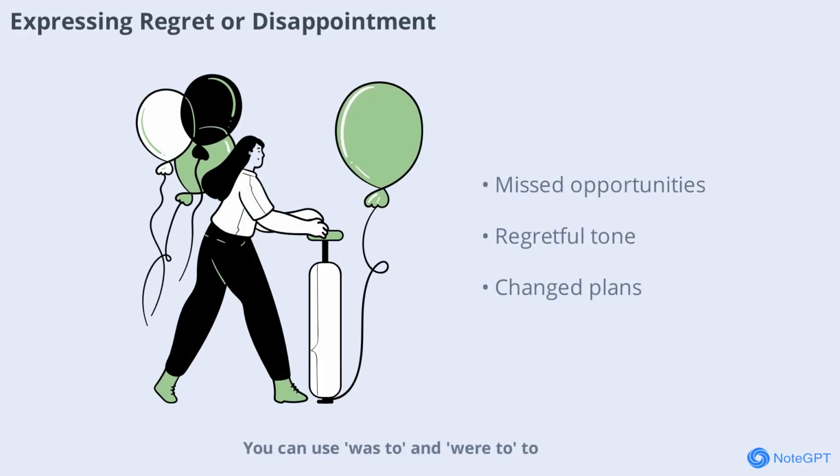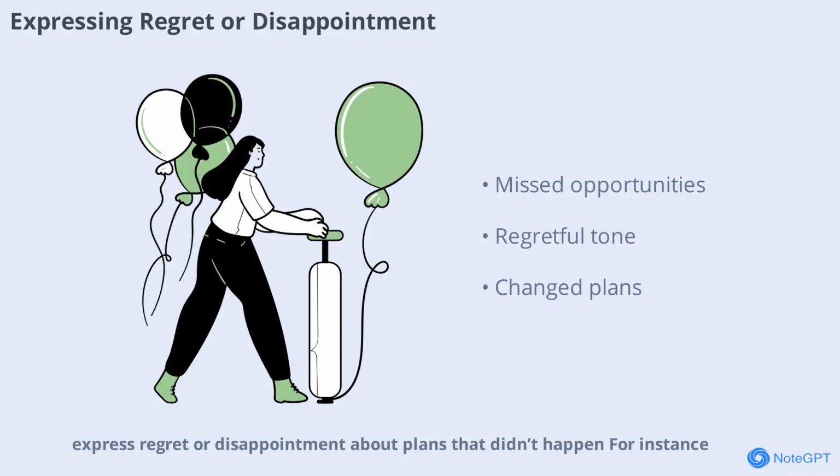You can use was to and were to to express regret or disappointment about plans that didn't happen. For instance, I was to join the concert but I got sick. This structure helps you communicate missed opportunities or changes in plans with a sense of emotion.